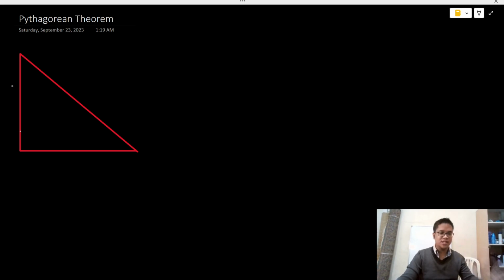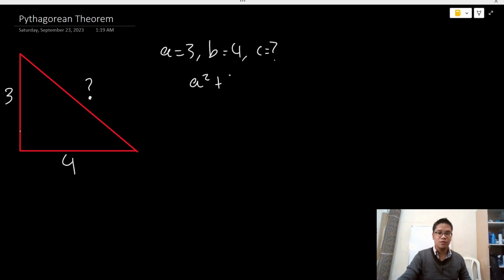This is actually the common example of solving a right triangle with the Pythagorean theorem. If I have a side of 3 here and a base of 4, what will be my longest side? So here, I can let my A be 3 and B be 4, then my C as the longest side. So I will have A squared plus B squared is equal to C squared. So your A here is 3, plus my B is 4.